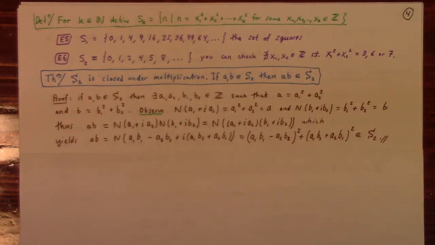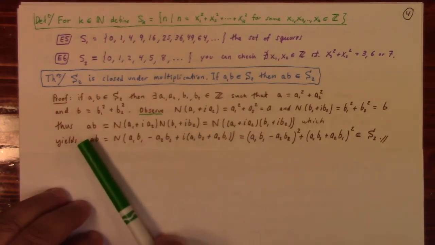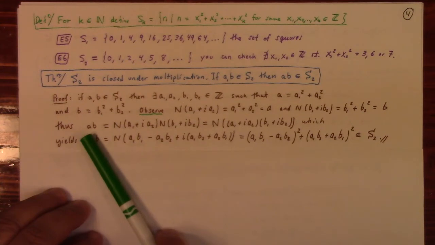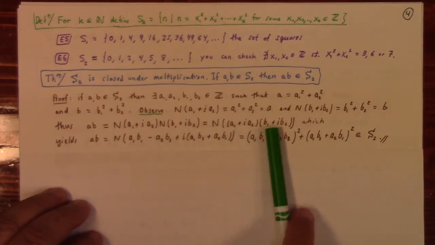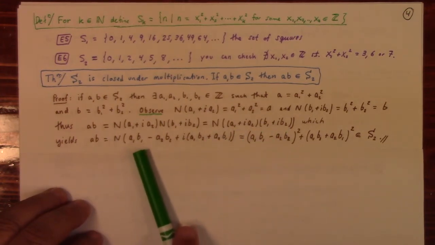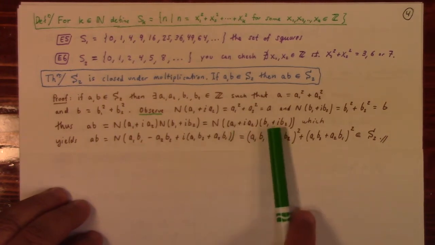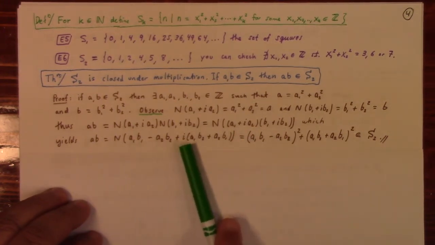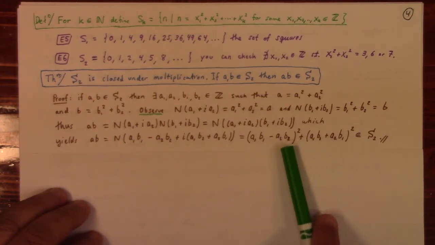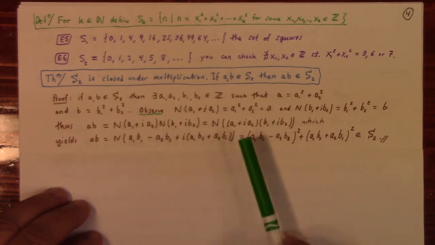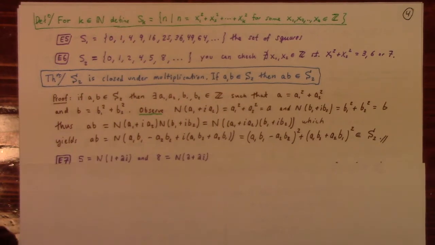But making that step allows us to leverage the multiplicative property of the norm to let it do the heavy lifting for us here. So ab is the norm of this times the norm of that, which is the norm of the product, and then we multiply these numbers in the complex numbers to get a1b1 minus a2b2 plus i times a1b2 plus a2b1. That's just multiplying these two numbers. And then the norm, by definition, gives us the square of the real part plus the square of the imaginary part. So apparently, a times b is a sum of squares, which means it's in S2. So there you go. It's kind of neat.